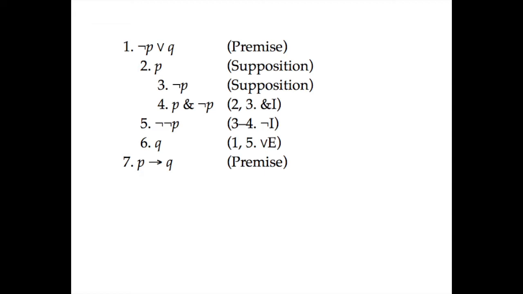And then on 4, we get a contradiction, right? Line 3 contradicts line 2. So we get a contradiction on line 5. We've determined that the supposition on line 3 was false, so we write down not P. That's lines 3 through 4 by not introduction. And then line 5 plus line 1 gives us Q by or elimination. All right, so on line 2, we suppose the P. On line 6, we've proven the Q. And now on line 7, we get P arrow Q. There's another typo here that should not be a premise. P arrow Q is something that we proved with lines 2 through 6 by arrow introduction. All right.